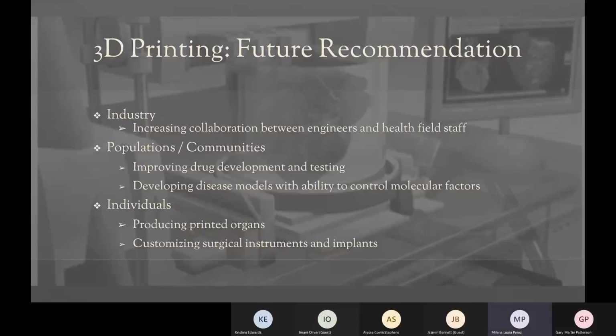For communities and the general population, 3D printing will contribute to alleviation and hopefully the elimination of public health inequities by providing a cost-effective, efficient, and speedy solution. This technology is expected to allow researchers to fast-track drug development and testing, which ultimately leads to a decrease in the cost of said medications. The 3D printing technology is also expected to improve the opportunity for researchers to study disease models in real time with the ability to control different molecular factors.